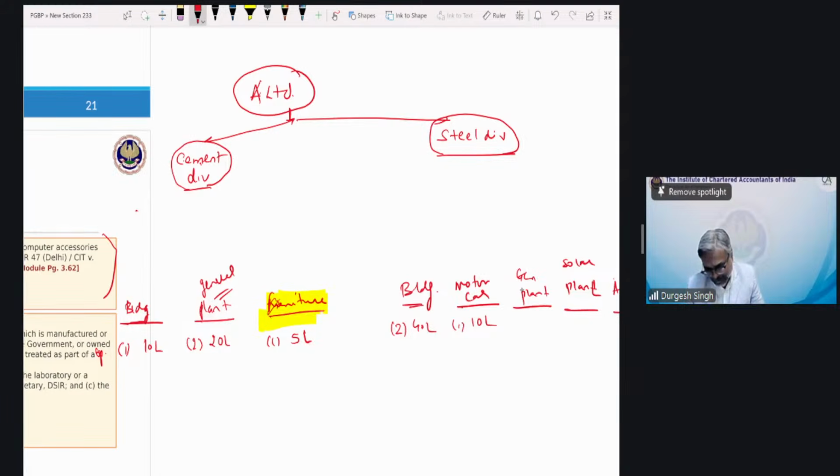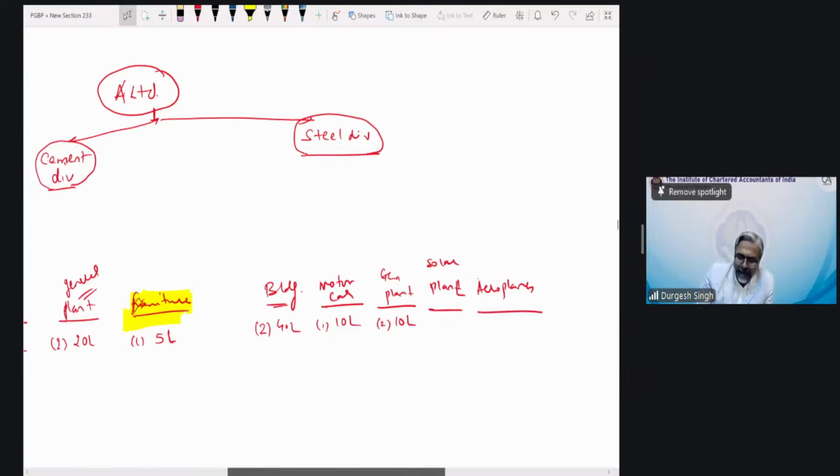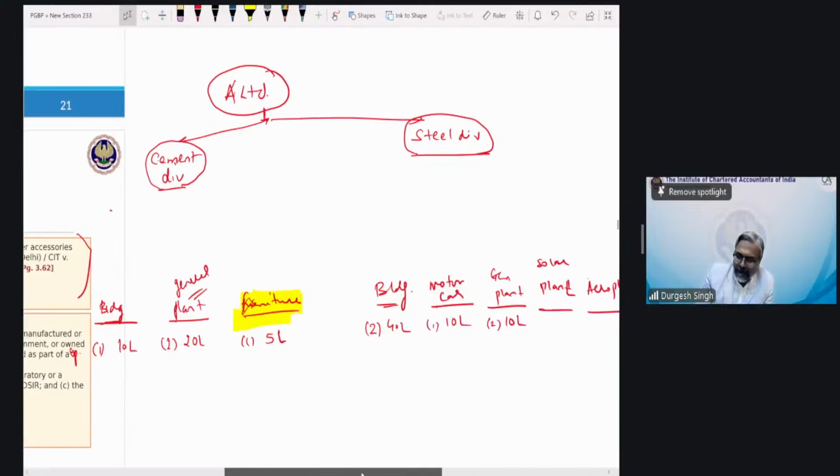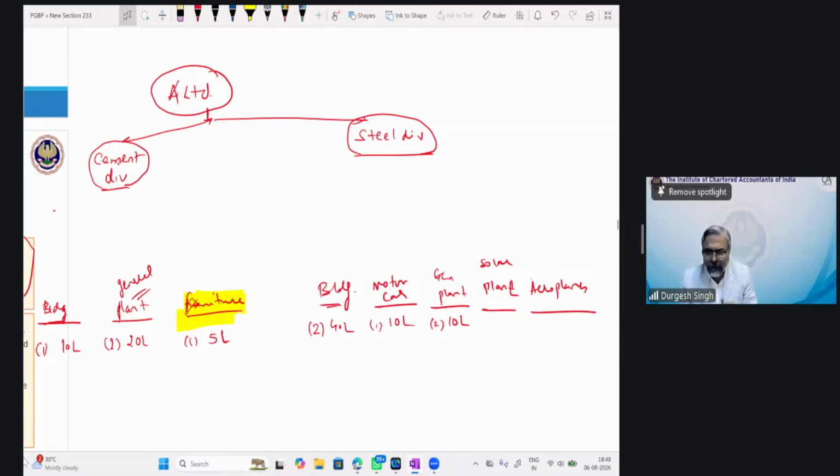General plant 2, 10 lakhs. This is the opening WDV, students, we are talking about it. These are the opening WDV. I'm just making one comprehensive example so that multiple concepts get covered and I don't have to keep writing different examples for different concepts. In one go, I'm trying to cover all the concepts so that your revision would be easier.